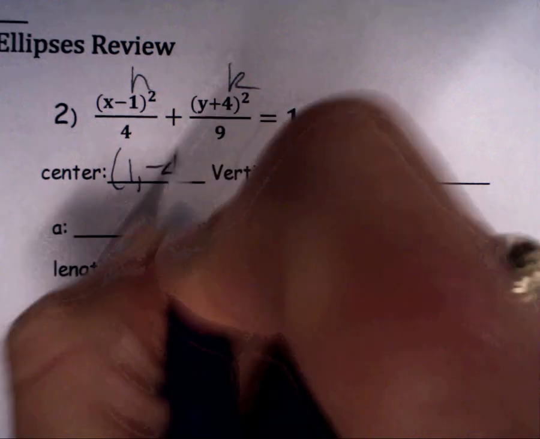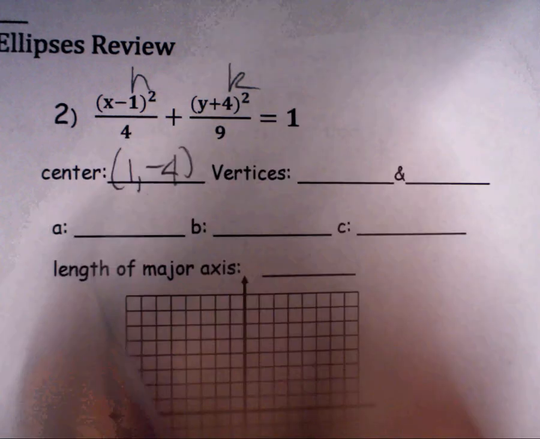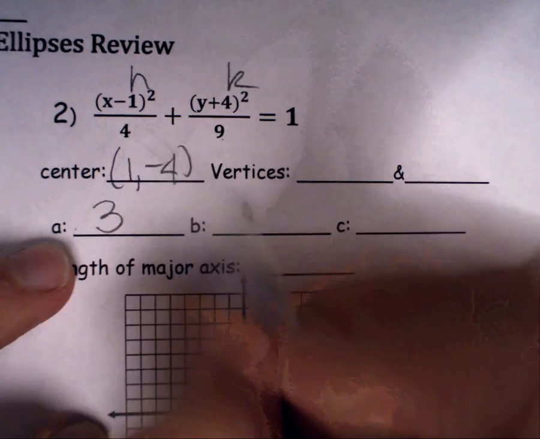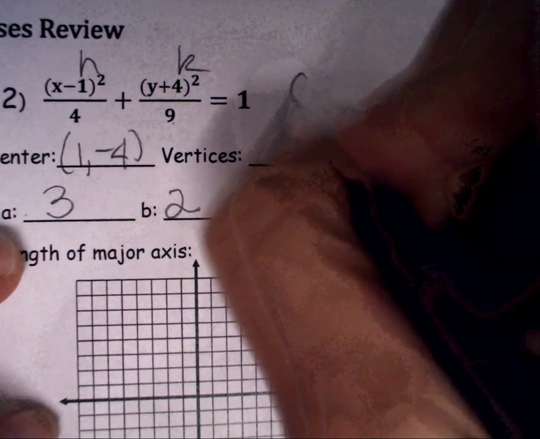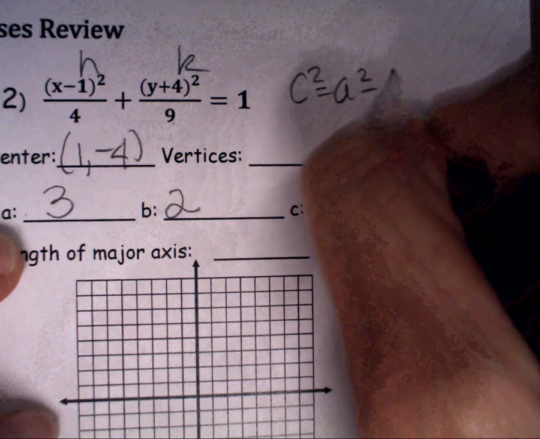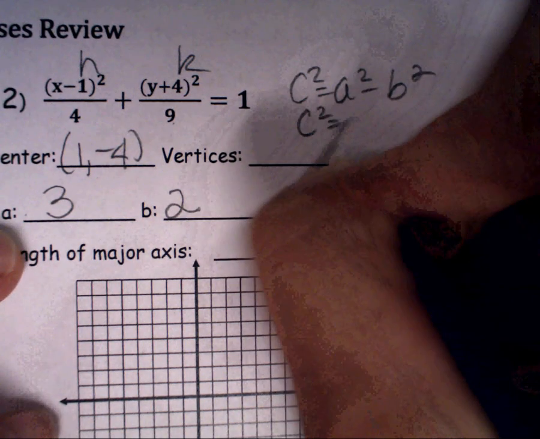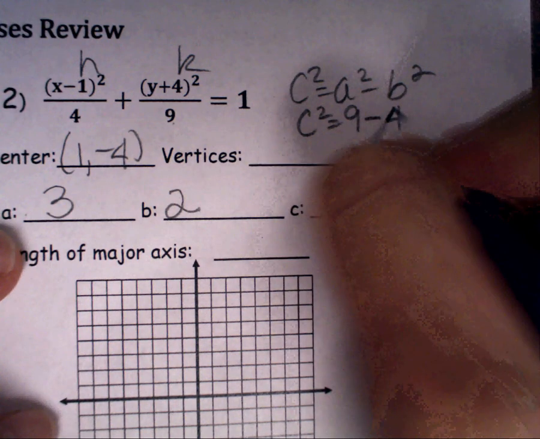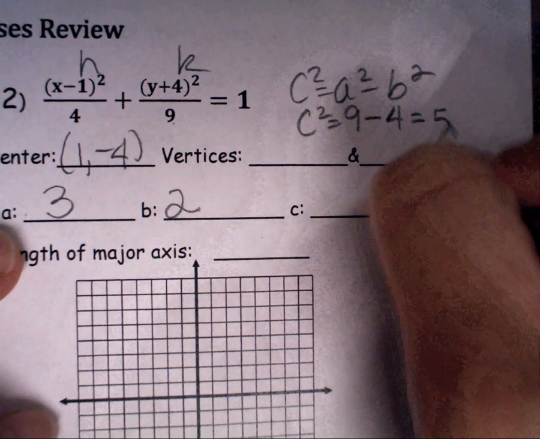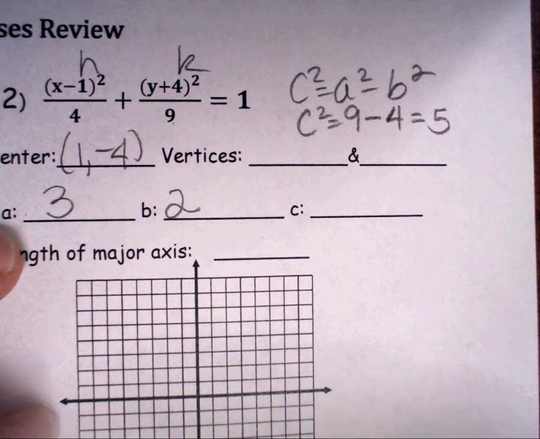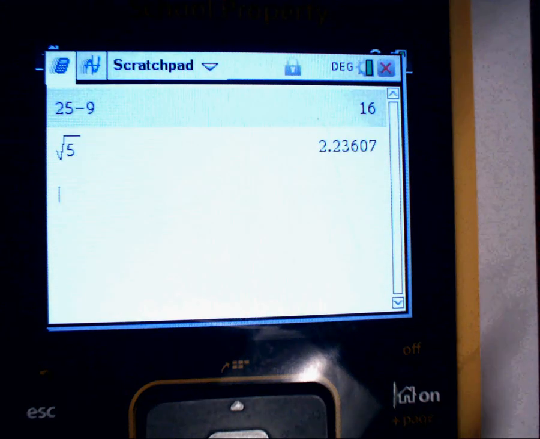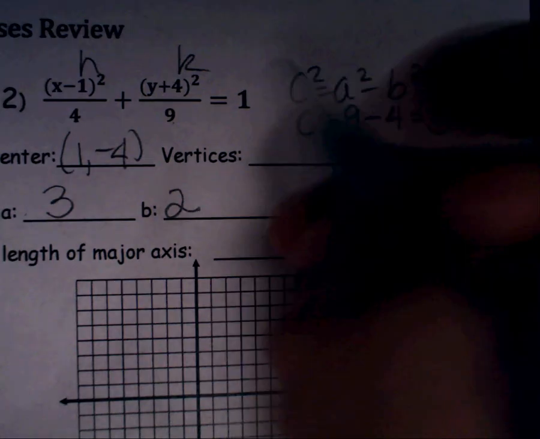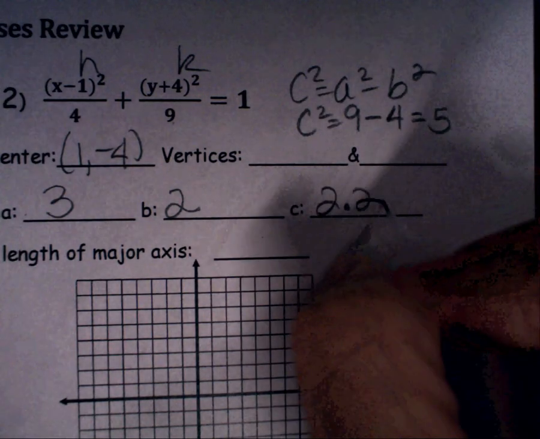My a is always the bigger one, so that's the square root of 9. b is the square root of 4. And then for c, I'm going to use my formula: c squared equals a squared minus b squared. So c squared equals 9 minus 4, which is 5. And so what I would do on my calculator is square root of 5, 2.2. Alright, so now I'll get into the graphing.